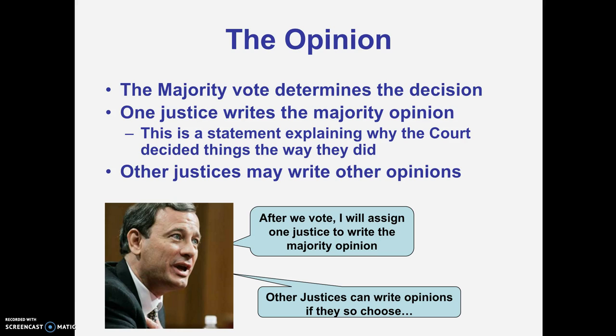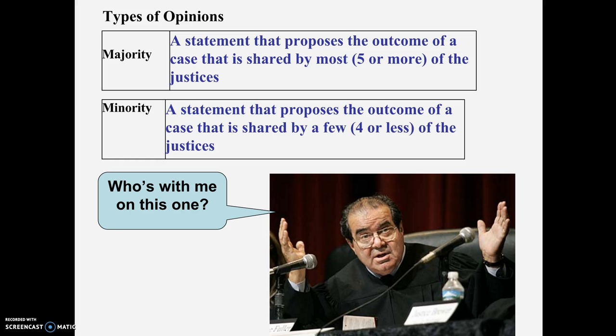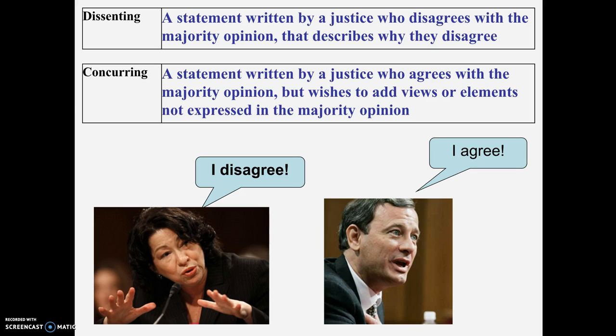You can have other opinions that are written as well. In addition to the majority opinion, you can have a minority opinion, which is a statement from the smaller side, the 4 votes or less side, and this could explain why the justices in that smaller group decided something contrary to what the majority of the court decided. This is important because in many cases both sides of the argument might have some merit. It's just a matter of numbers as to which one won.